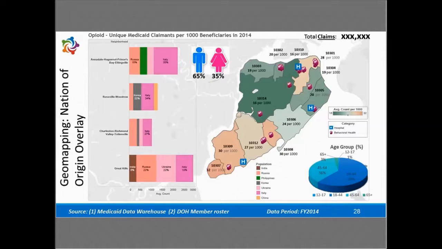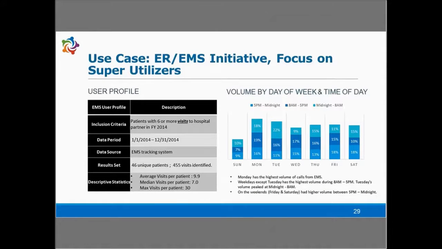So you can see we X'd out the number of total claims. We can also see the number of total claims as well as the number of unique Medicaid claimants per geographic area. I'm going to move very quickly through this next slide, but this is a very exciting initiative we're working on with the Mayor's Office and with Greater New York and the folks from FDNY and EMS, and that is super utilizers, individuals who utilize EMS services multiple times throughout the year.